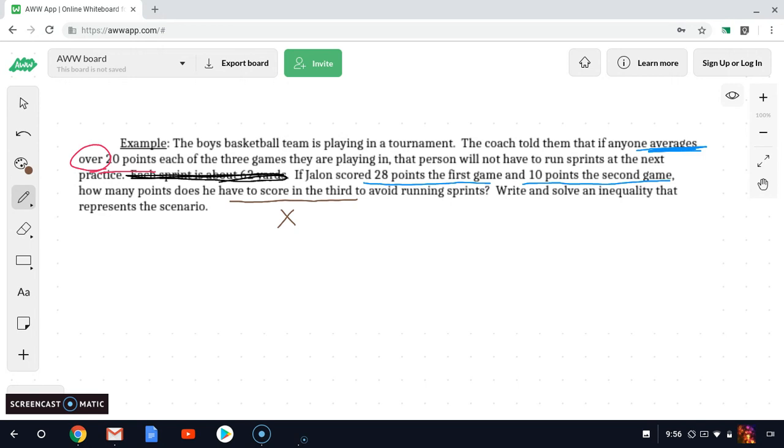So to do this, we need to start with the first game. The first game, he had 28 points. And we're going to add that to the second game. And the second game was 10 points. And we're going to add that to the third game. And the third game we don't know, so we have X. And then to find the average, we need to divide that by 3 because we're adding 3 numbers together.